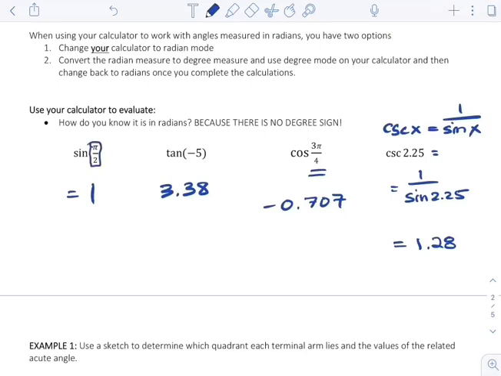Those are the values that we end up with, making sure our calculator is in radian mode, right? Because this number here, like pi over 2, is a very small number. It's like half of pi, which is a very small number. So if you have it in degree mode, your calculator is going to think you're working with 1 degree, which is quite a bit different than when working with radians.